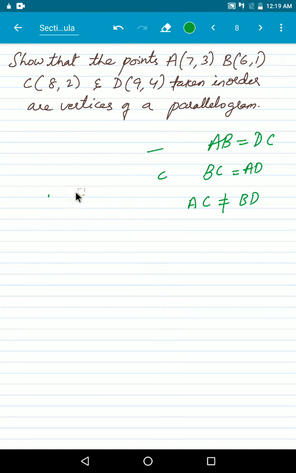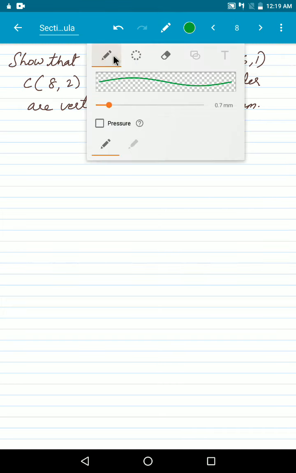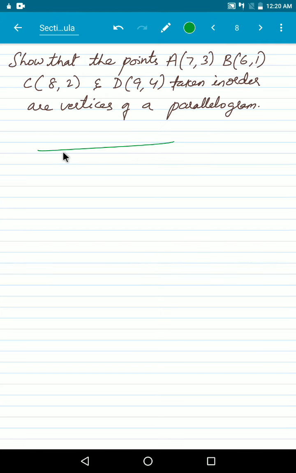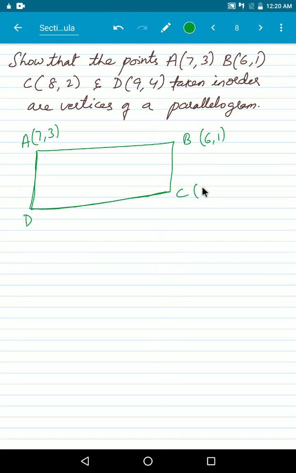But let us use the midpoint concept in this, because we have learned the midpoint concept. In the last video we did not learn the midpoint concept, right? So we have learned it now. Let us say this is our parallelogram. This is just a rough diagram. So this is A, B, C and D. So A is 7 comma 3 and B is 6 comma 1 and C is 8 comma 2 and D is 9 comma 4.